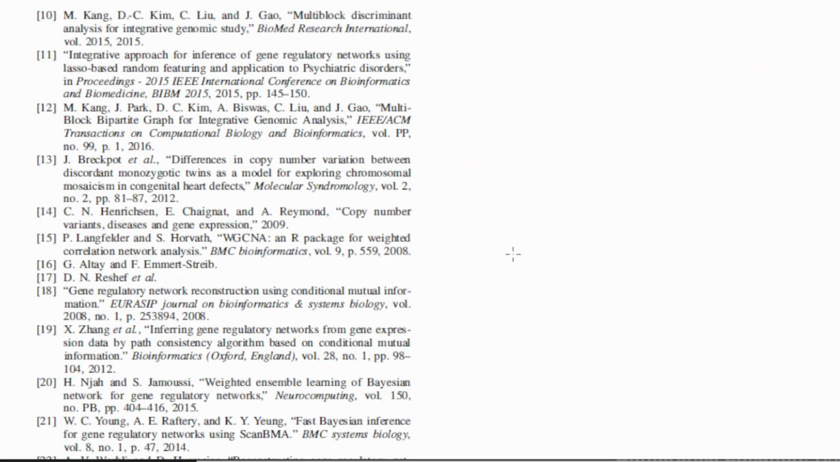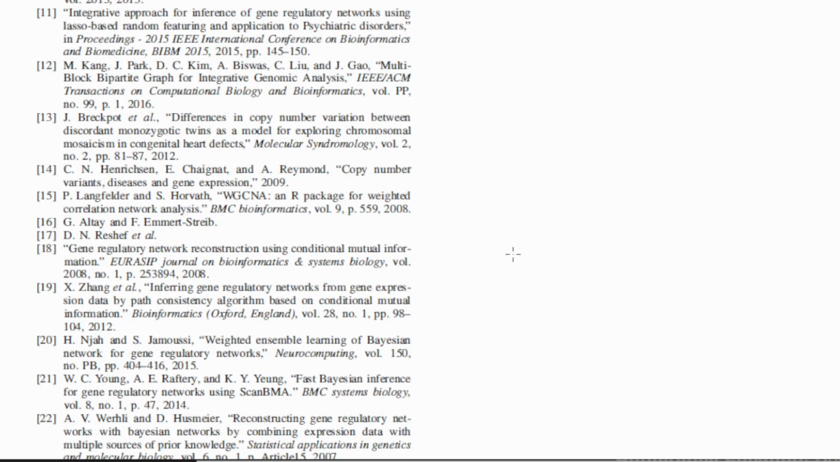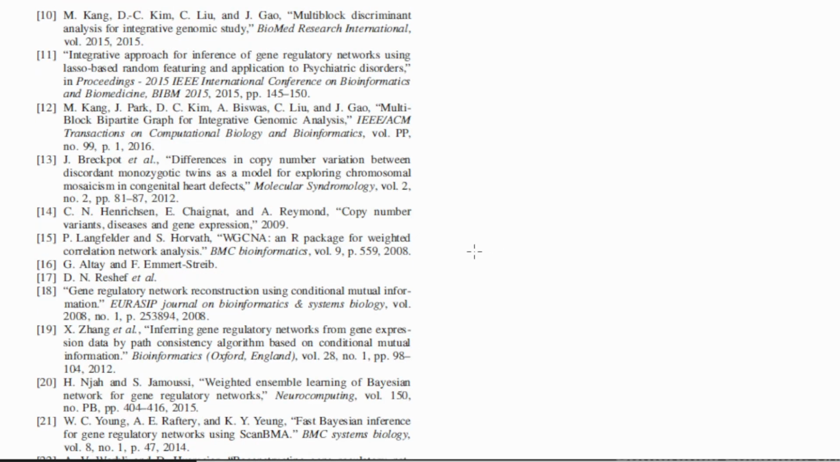Kang, D. C. Kim, C. Liu, and J. Gao, Multi-block discriminant analysis for integrative genomic study, Biomed Research International, Volume 2015. 11. Integrative approach for inference of gene regulatory networks using lasso-based random featuring application to psychiatric disorders, in Proceedings, 2015 IEEE International Conference on Bioinformatics and Biomedicine, IBM 2015, pages 145 to 150. L2, M. Kang, J. Park, D. C. Kim, A. Biswas, C. Liu, and J. Gao, Multi-block bipartite graph for integrative genomic analysis, iGRN Transactions on Computational Biology and Bioinformatics, Volume pp. Number 99, p. 1, 2016.